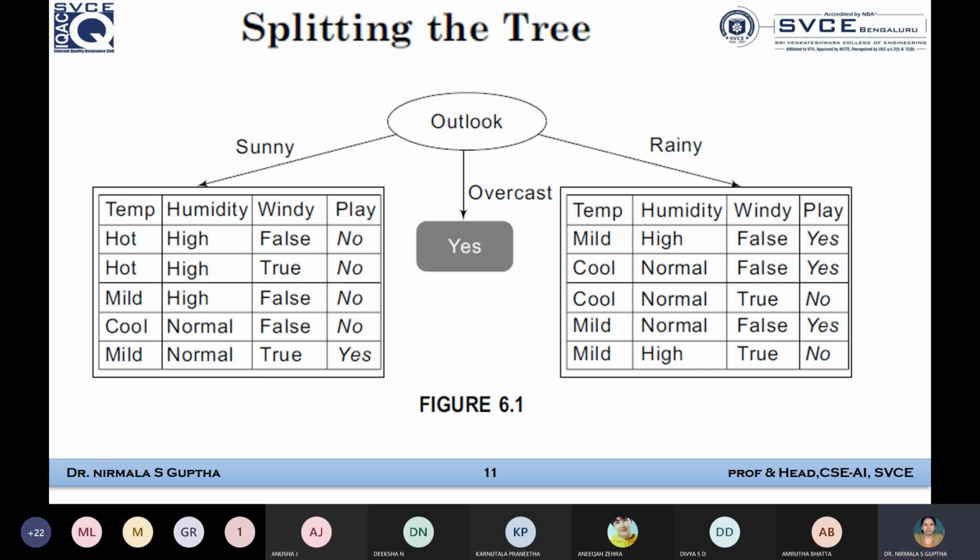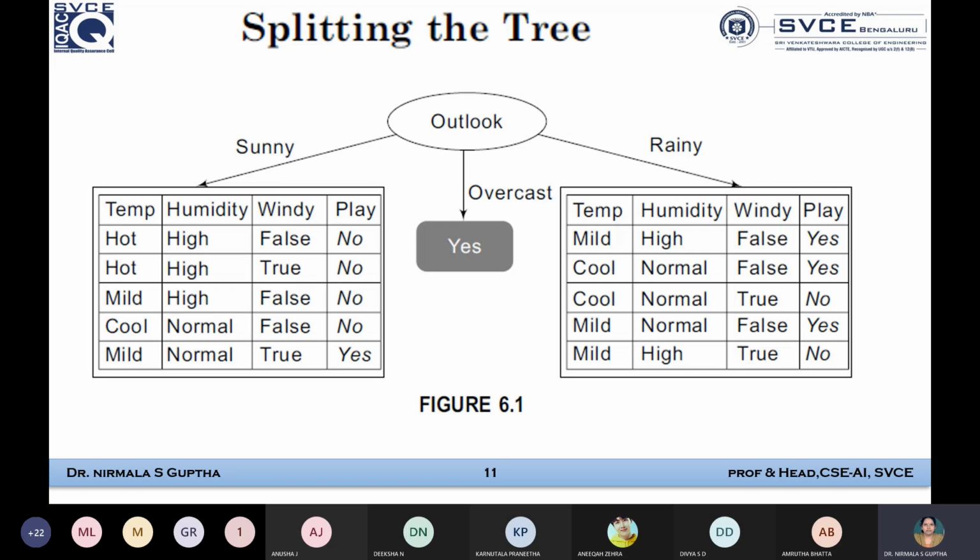So you need not worry too much about it, but understand why the outlook has three branches: sunny, rainy, and overcast. Are you getting my point? And he has derived the data for that. So the decision tree will look like this after the first level of splitting.